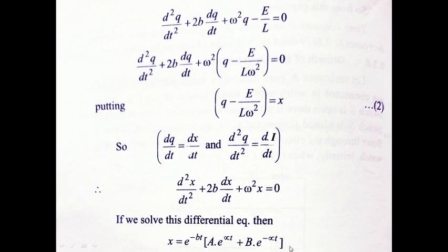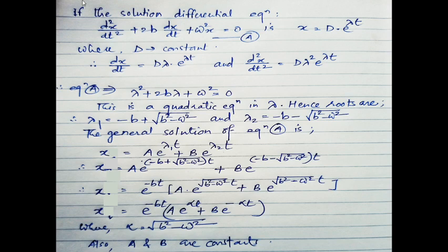Now this type of solution we have already taken in the solution of the differential equation of damped harmonic oscillation also, but I have written its solution in the next slide. That is, if the solution of this equation is considered as x is equal to capital D into e raised to the power lambda t, in which D is the constant, then dx by dt can be written as D lambda into e raised to the power lambda t, and again take the derivative.